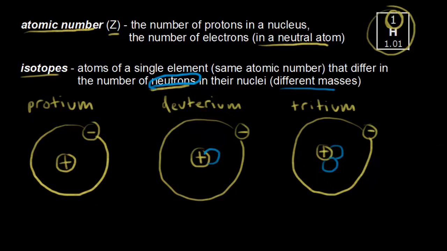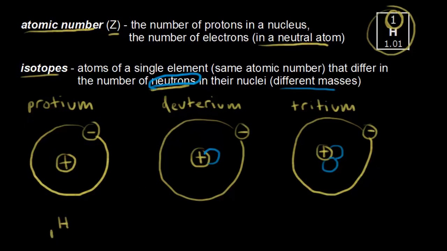So how do we distinguish between the different isotopes? Well, we're going to write little symbols to represent these isotopes. And the symbol that we'll draw here for protium is going to have the element symbol, which is, of course, hydrogen. And then down here, we're going to write the atomic number. So the subscript is the atomic number, which is 1, because there's 1 proton in the nucleus. And then for the superscript, we're going to write in the mass number.